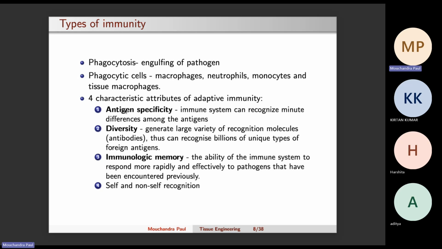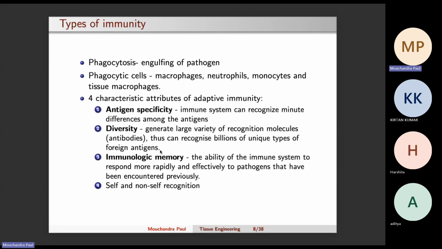And what are the four main attributes of adaptive immunity? How will you characterize the adaptive immunity? First, the components of this immune system will only act depending on what kind of antigen is present. They will recognize even the minute differences in the antigen, and for each type of antigen, they will secrete different antibodies. So they are very specific in nature. In that way, the specificity comes.